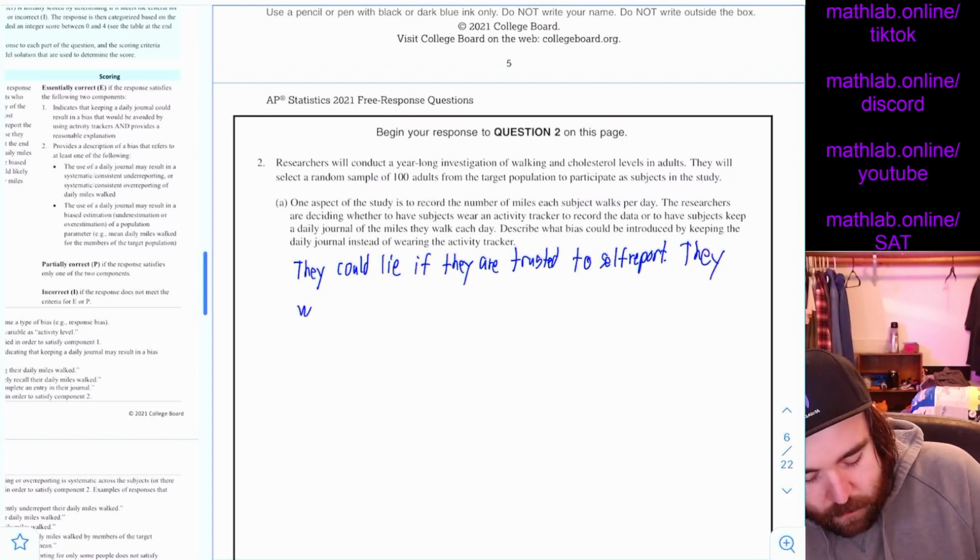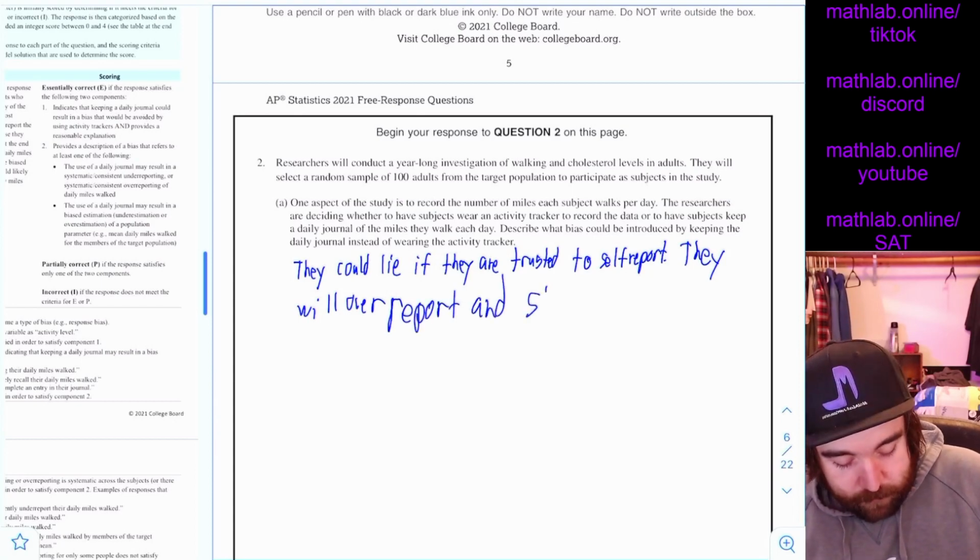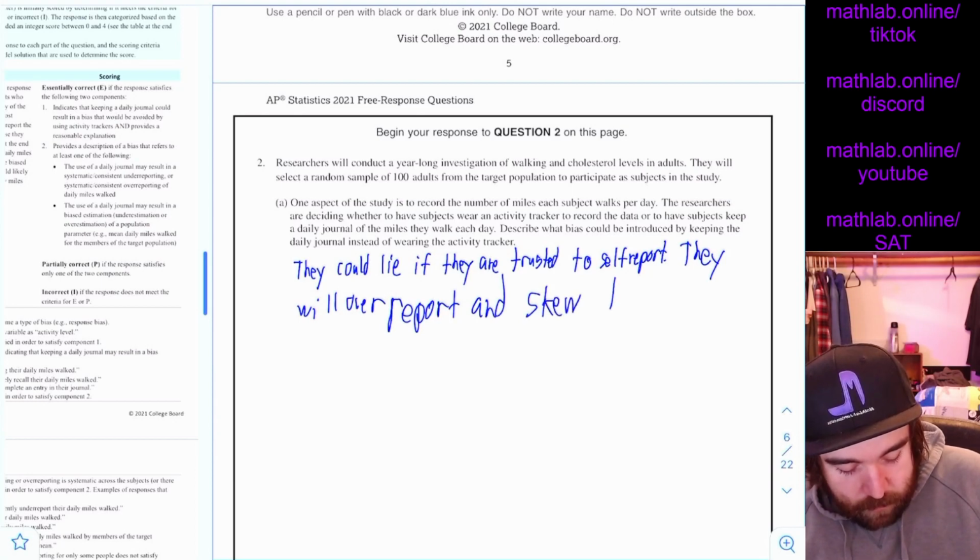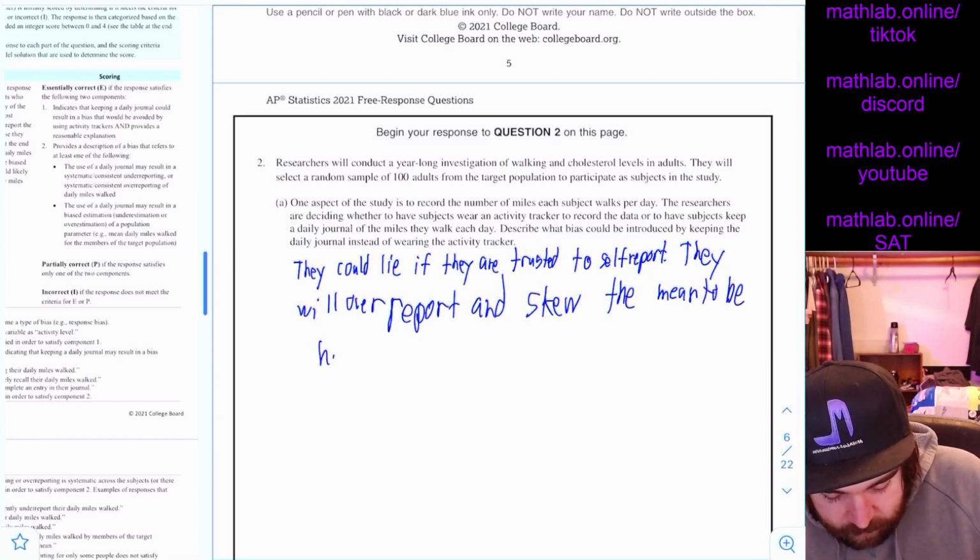They will over-report and skew the mean to be higher. I feel like that got it then.